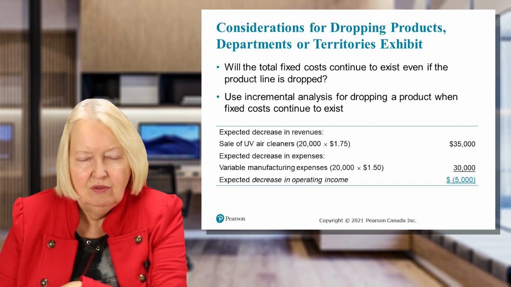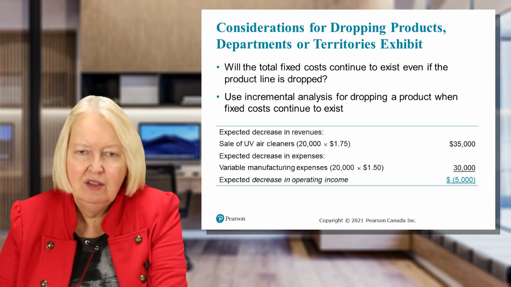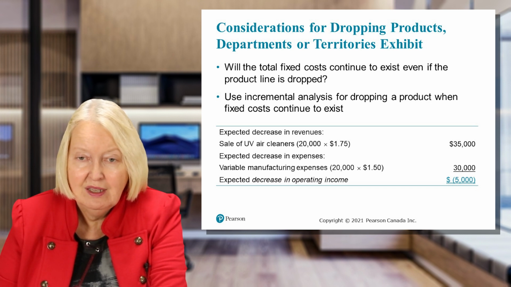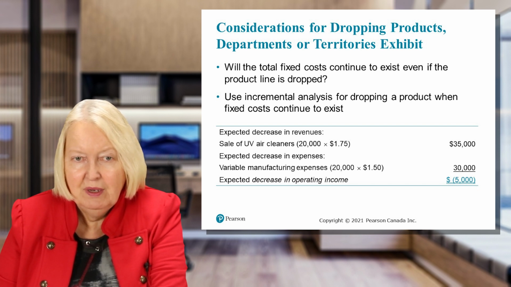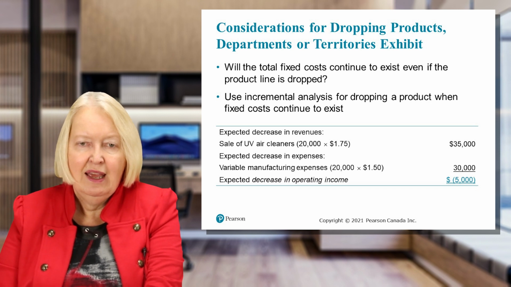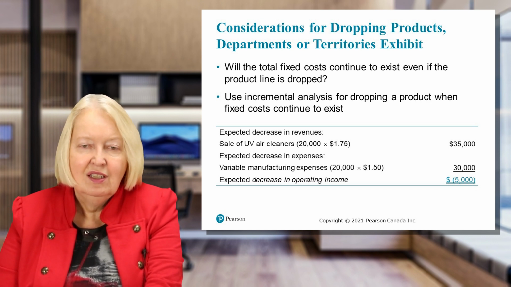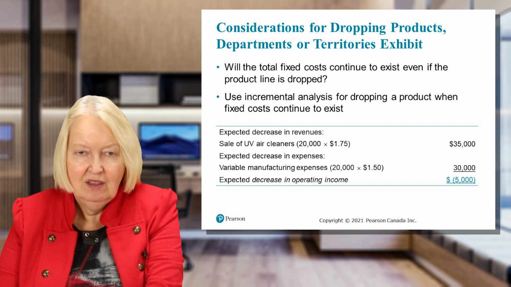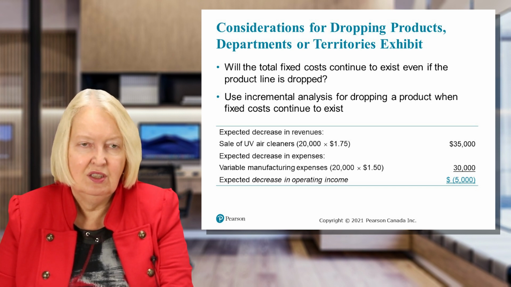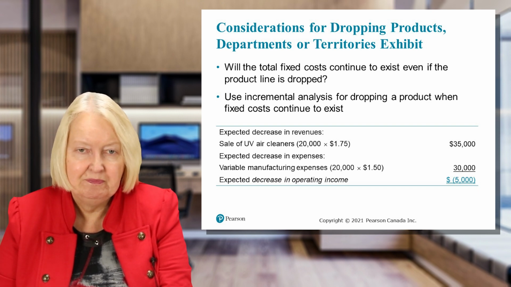So here, if you drop the UV air cleaners, you're going to lose the revenue, of course, of $35,000. But you're also going to avoid the variable expenses of $30,000. By dropping it, you're actually decreasing your operating income by $5,000, because in this particular analysis, the fixed costs are going to continue to exist. That's not always the case. Every problem will be different. When you're doing these types of problems, you'll be told whether the fixed costs will continue to exist or if they could be reduced.